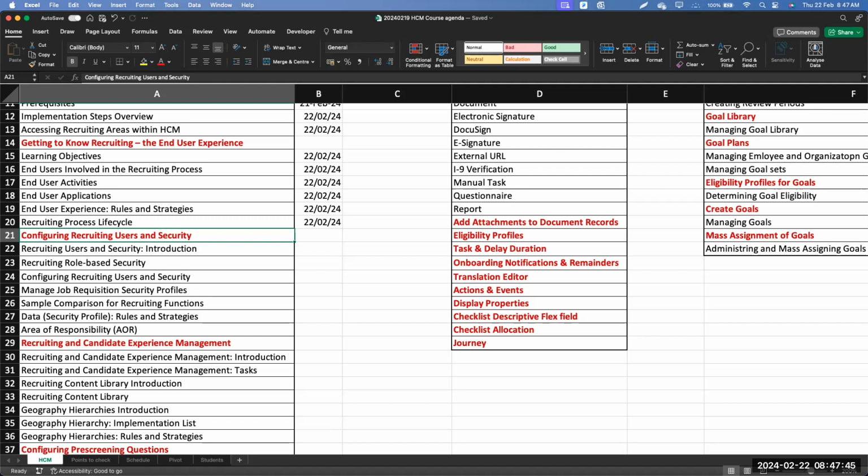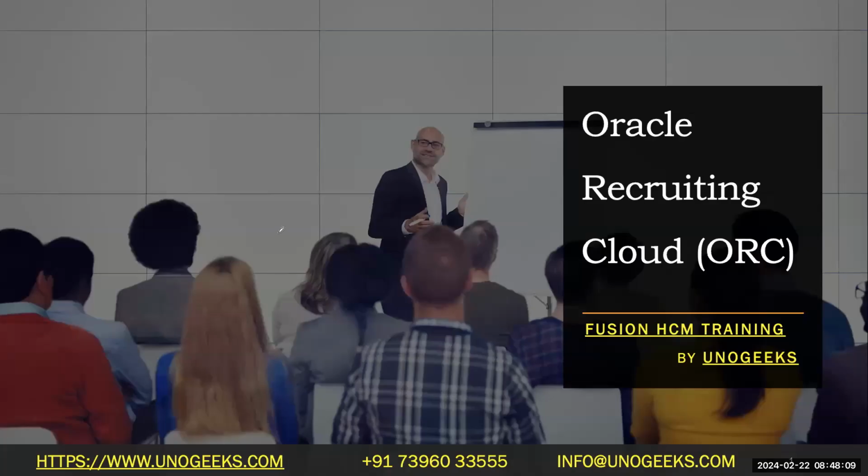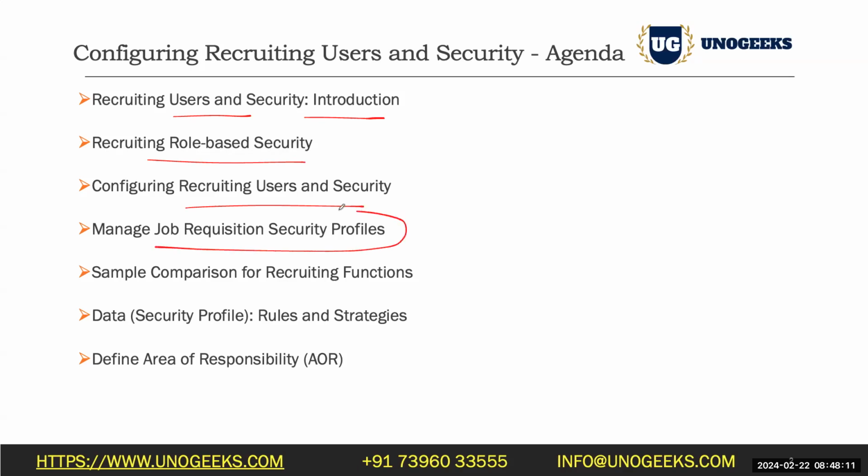Here we are going to talk mostly from an Oracle module perspective, from the ORC module. What are we going to talk about in this topic? We will start with a quick introduction about recruiting users and securities, then recruiting role-based securities, how to configure recruiting users and securities, and then a security profile called the requisition security profile. We'll see how this functionality works, then some sample comparisons for the different recruiting functions, and then certain rules and strategies when it comes to security profiles.